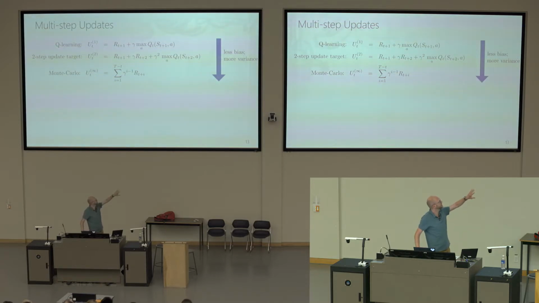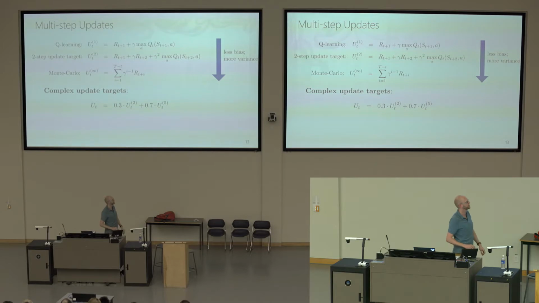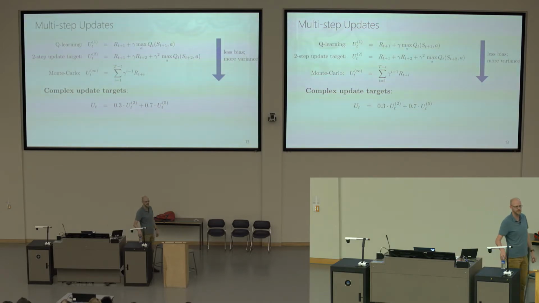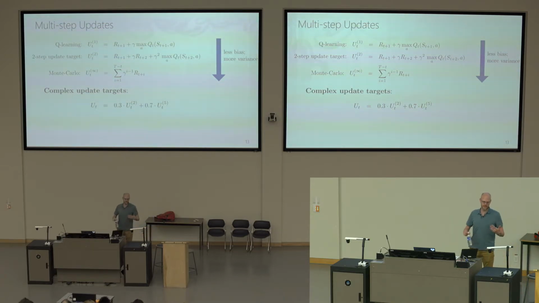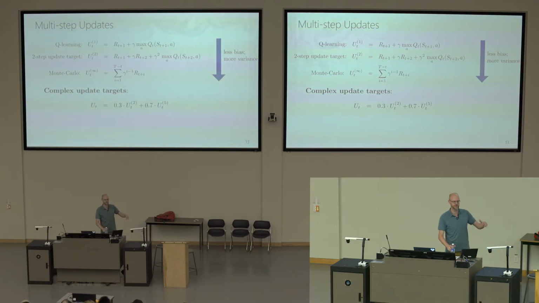Now, these are what are sometimes called simple updates. You can also construct weighted combinations of them. For example, let's take 0.3 times a two-step update target plus 0.7 times a five-step update target. That's also a valid update target in the sense that you're still going to converge to the right value in the end.